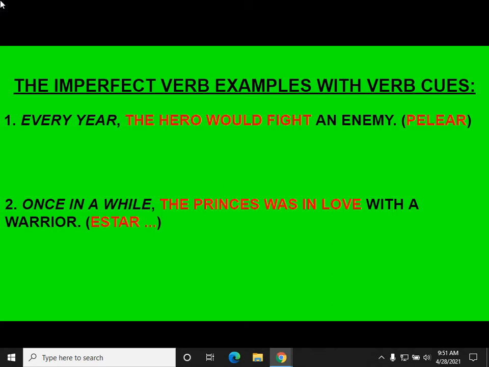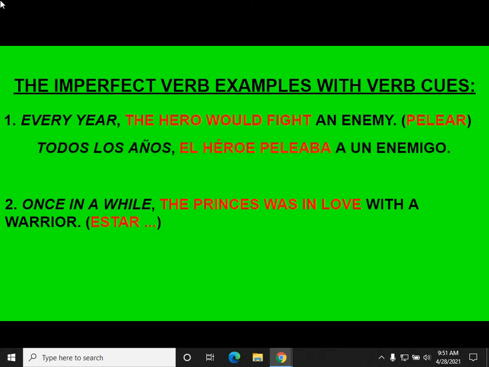Todos los años, okay? So todos los años. And what is the word for the hero in Spanish? El héroe. So todos los años, el héroe. And so now we're saying would fight. So we need to conjugate the verb pelear for el héroe. So drop that AR, and what do we plug in for the he form? So is it aba, abas, aba, abamos, or aban? Aba, that's right. So peleaba a un enemigo. Todos los años, el héroe peleaba a un enemigo.